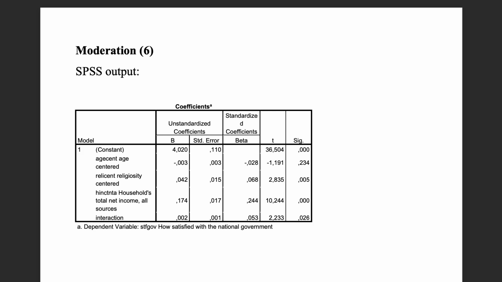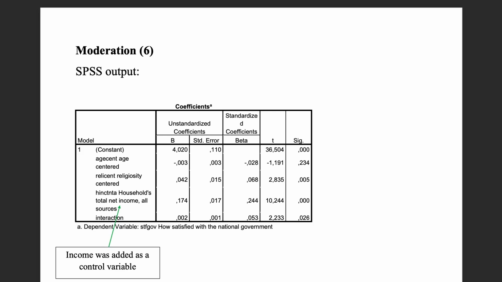So I have age-centered that I included. I have religiosity-centered that I included. I also included household income, and I included the interaction term in my model. So why did I include income? Well, I didn't really think too deeply about control variables, but I just figured, maybe adjust at least for differences in income. So we have at least one control variable in there.